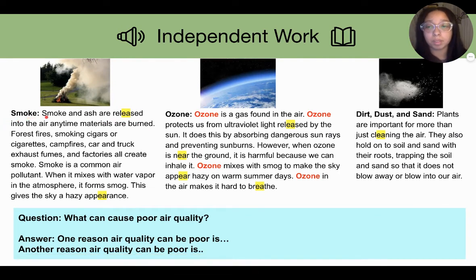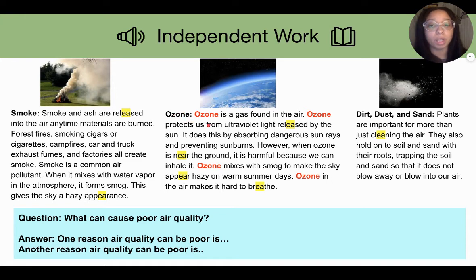Smoke. Smoke and ash are released into the air anytime materials are burned. Forest fires, smoking cigars or cigarettes, campfires, car and truck exhaust fumes, and factories all create smoke. Smoke is a common air pollutant. When it mixes with water vapor in the atmosphere, it forms smog. This gives the sky a hazy appearance.